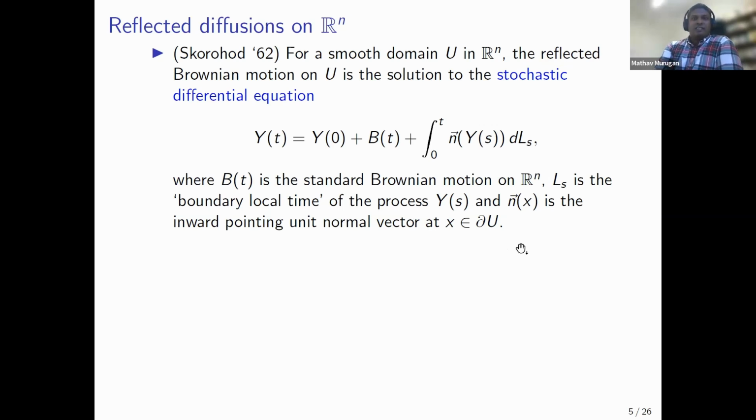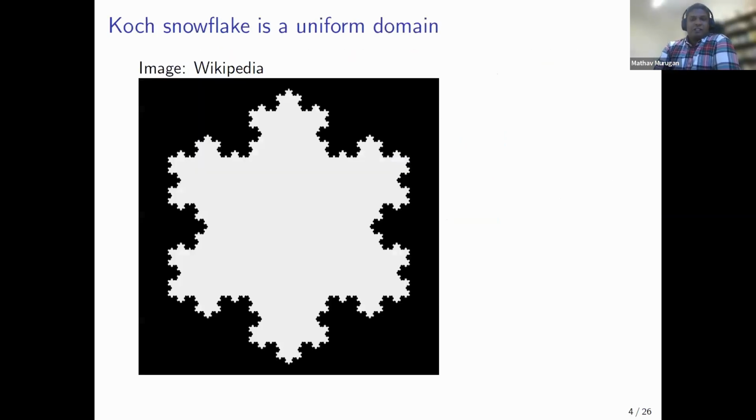This approach has the advantage that it also can be used to generalize normally reflected diffusions to, for example, obliquely reflected diffusions. But the second approach has a completely different advantage. It doesn't generalize so well to the oblique case, but it generalizes very well to non-smooth domains, like the snowflake domain that we just saw. So for example, in the snowflake domain, there is no point on the boundary for which the inward pointing unit normal vector is well defined.